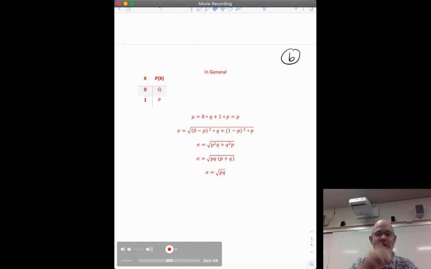0 times Q, 1 times P. I'm just going to kind of move along right now. You can pause this and just look at that if you want, but that kind of proves that we can do it with P's and Q's instead of 0.6s and 0.4s every time.